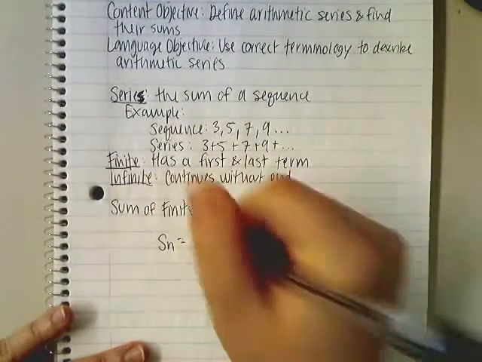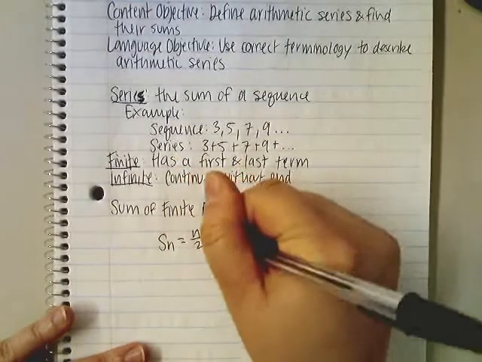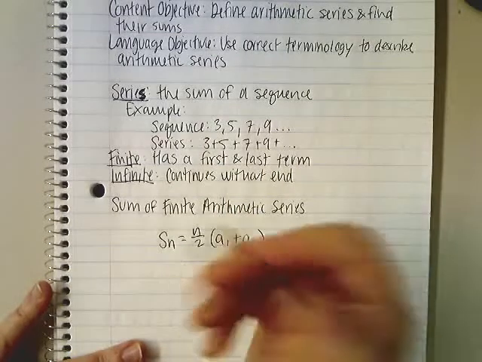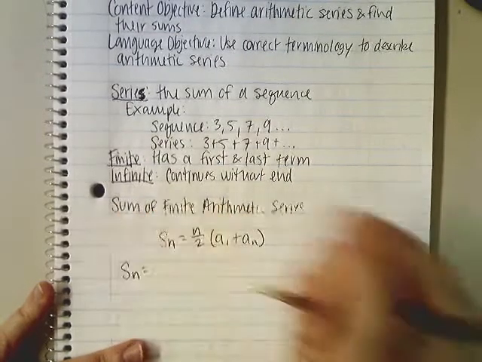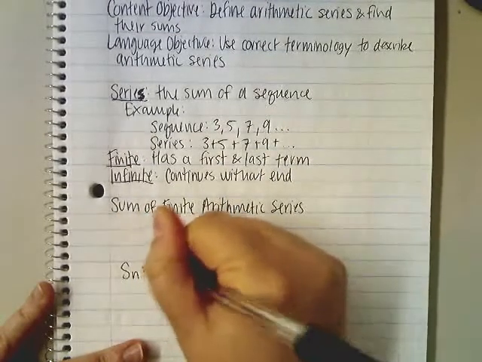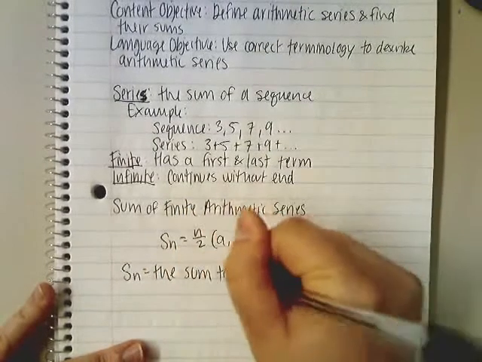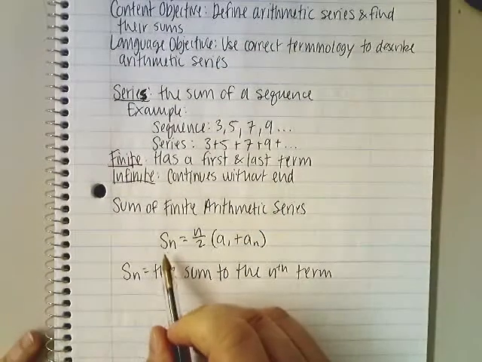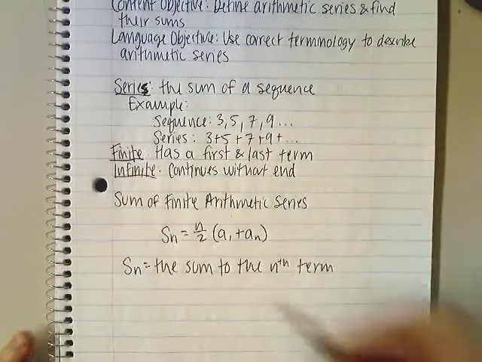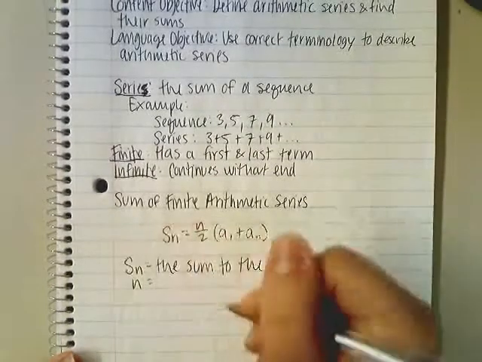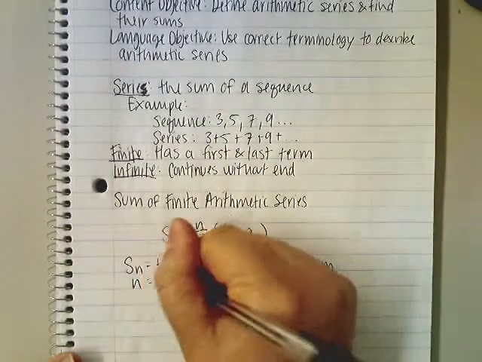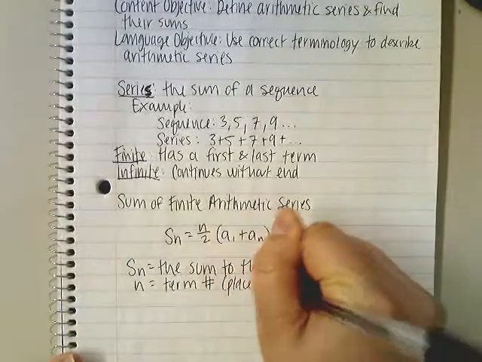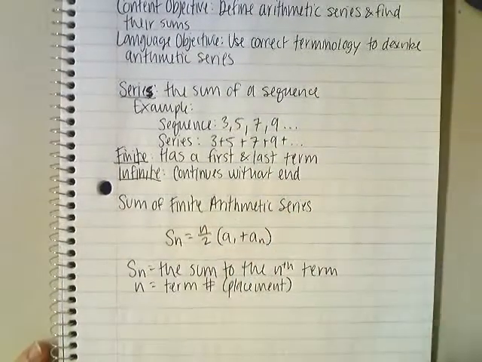But the formula for that will be Sn equals n over 2 times (a1 plus an). Let's define these variables so we know how to use them. Sn, first of all, is the sum to the nth term. So it's the sum if you added up all the terms to the nth term. N, similarly, is the term number. This is the same n we've been working with previously, the placement in the list. So it tells you what place you are adding up to.